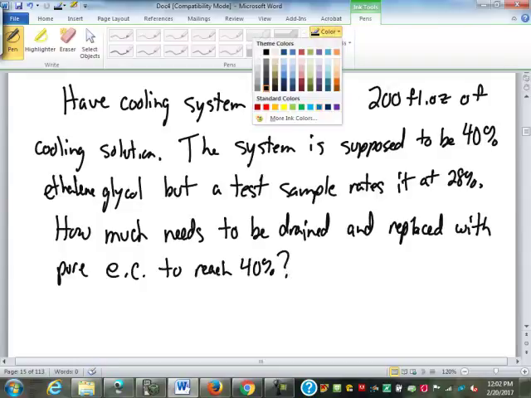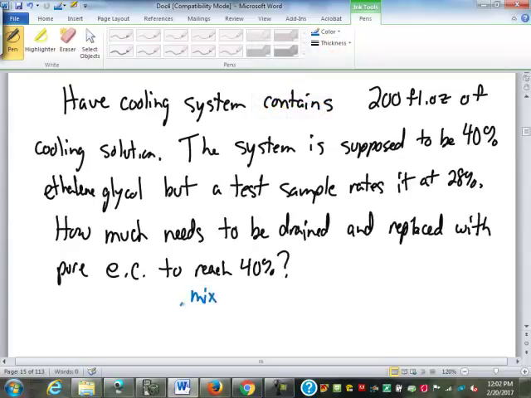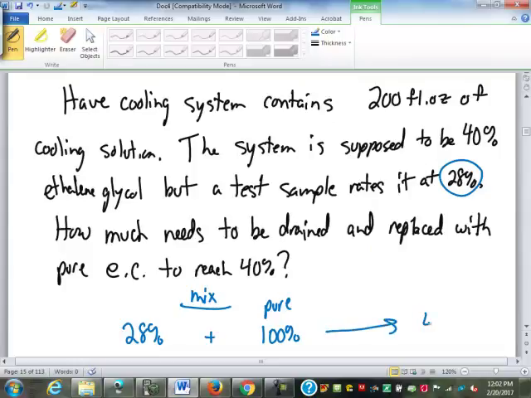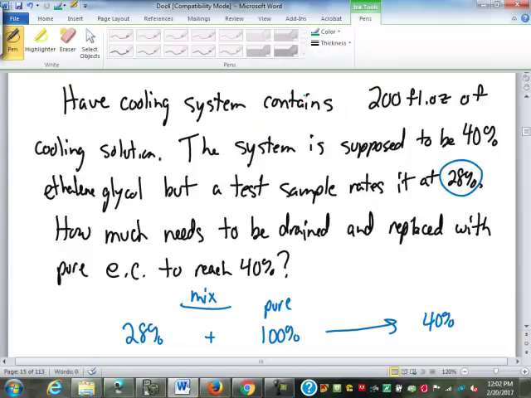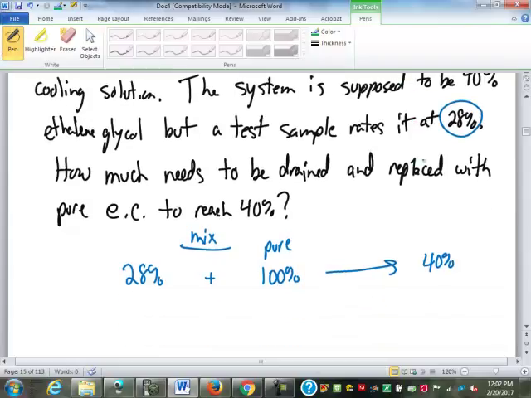So this one's a little bit different than what we've had before. We're going to mix. What's in the system already is 28%, so that's going to be part of the mix. We're going to mix pure ethylene glycol, which is 100%, and we want to get it up to a 40% solution. The volumes are where this one gets kind of tricky. It's a 200 fluid ounce system. We're not adding to it, we're draining out and replacing it, which means our result when we're done is going to be 200 fluid ounces. The system's going to stay the same. The amount that we're going to add of the pure ethylene glycol, or the 100%, is going to be X. So the amount of 28% is the full system, the 200, minus the amount we drained and replaced, so minus X.